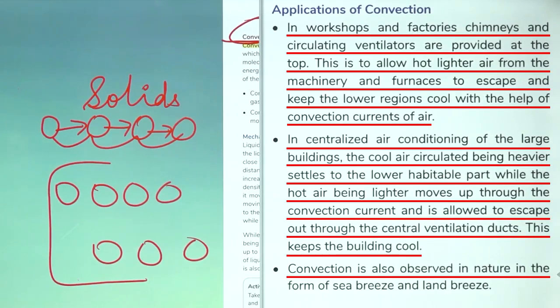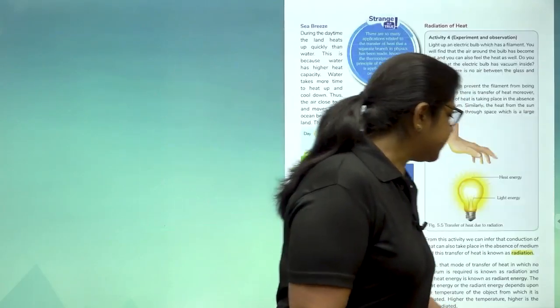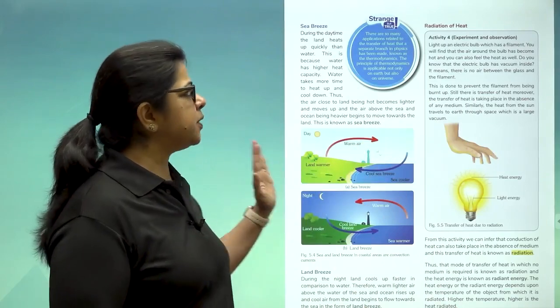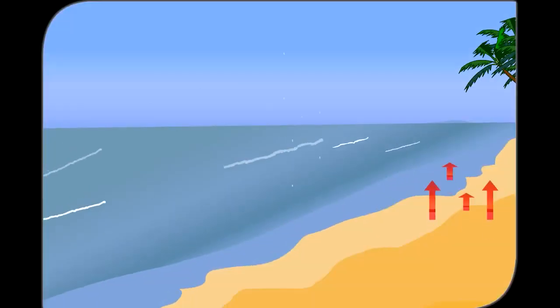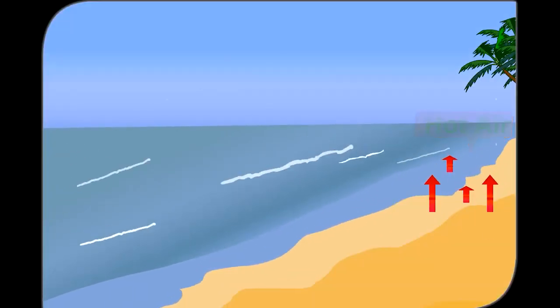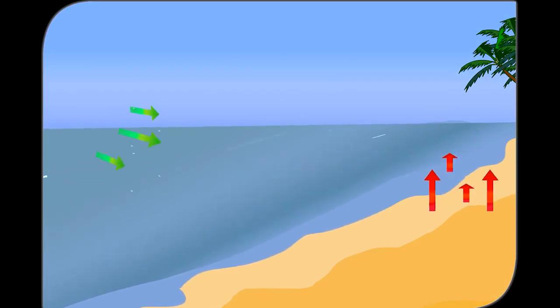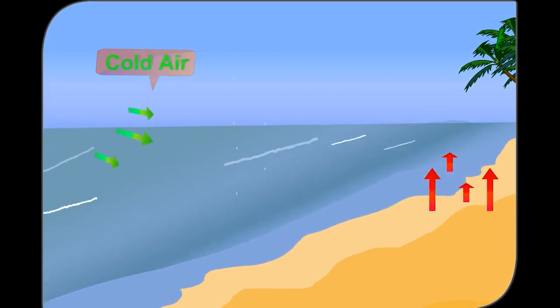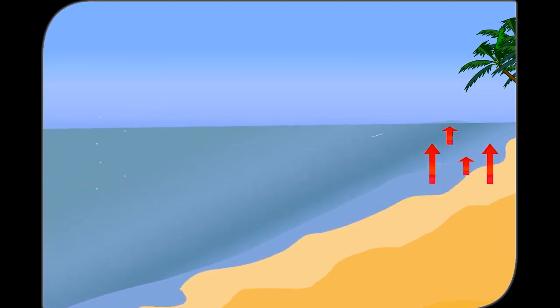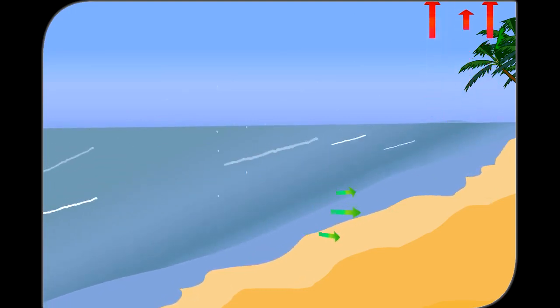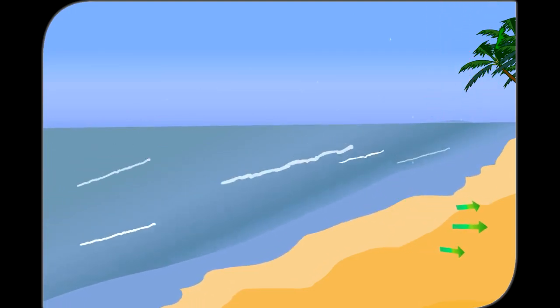Convection is also observed in nature in the form of sea breeze and land breeze. Children, let us now understand the concept of sea breeze and land breeze through a video. Convection currents in nature can be seen in the form of a land breeze and sea breeze in the coastal areas. Sea breeze blows during the daytime from the sea towards the land. The land gets heated faster than sea water. Hence, the air above the land also gets heated, expands and rises up. The cooler air from above the sea surface blows towards the land to take its place.